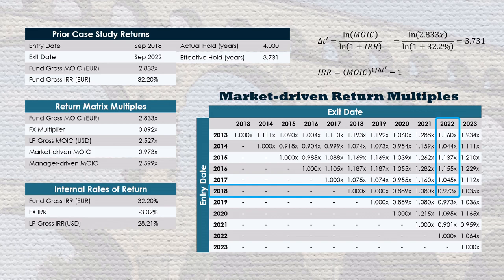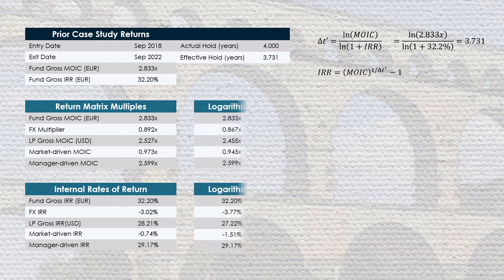The annualized combined impact of foreign exchange rate, market valuation, and addressable market changes is minus 0.74%. So the GP's value add, or manager-driven IRR, is 29.17%. Now, these are estimates, but they're very good ones. Results from the last case study are more accurate because we actually used foreign exchange rates on the days in which the initial investment, the add-on acquisition, the equity distribution, and the exit occur. But even though we simplify that data in the market return matrix, the multiples and the IRRs are nearly identical.